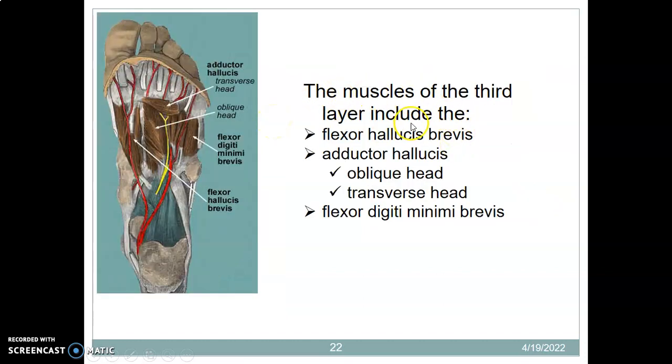Then when you remove that, you go to the third layer. What is in the third layer? You have your flexor hallucis brevis. Then you have your adductor hallucis, and adductor hallucis has 2 parts. It has an oblique head, you can see the fibers are oblique, and a transverse head. Then lastly, you have your flexor digiti minimi brevis. So those are the muscles in the third layer: flexor hallucis brevis, adductor hallucis with an oblique part and transverse part, and lastly, flexor digiti minimi brevis to the little toe.